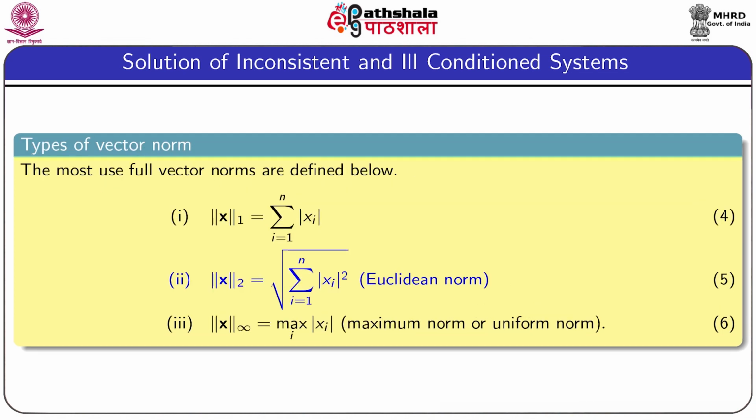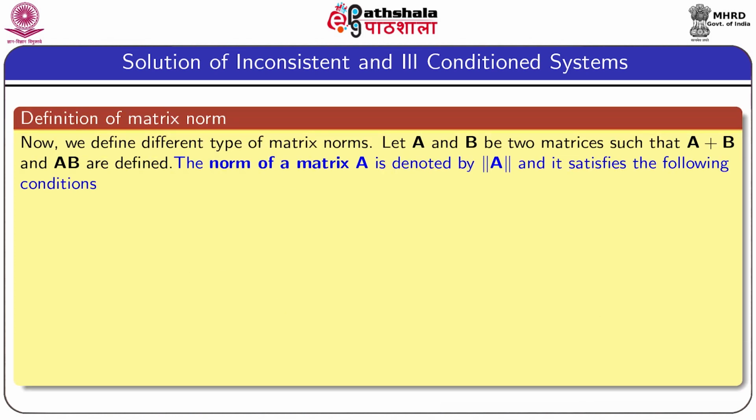And different types of norms are defined for different applications. The first one is called the column norm, denoted by norm 1. The second one is called the Euclidean norm, which is very useful and widely applied, denoted by norm 2. And norm 3 is the maximum norm, or called the uniform norm. These are the vector norms. Similarly, we can define the matrix norm.